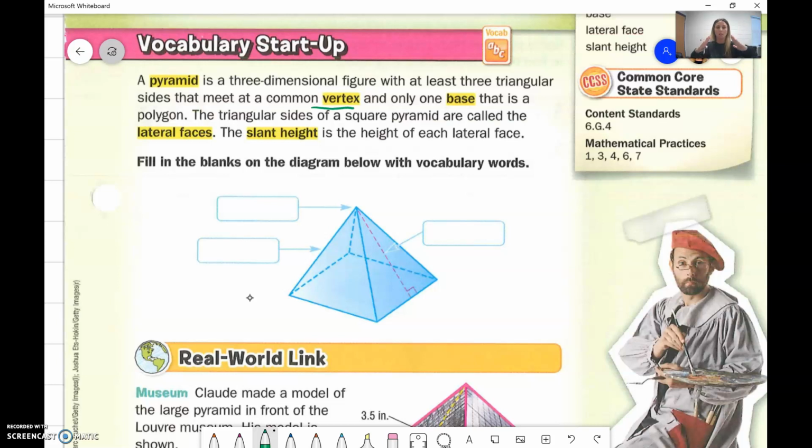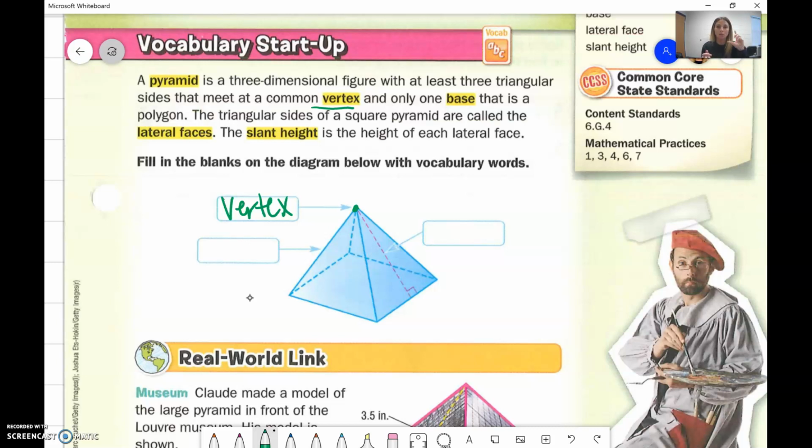vertex. So you have the triangle sides, at least three, that are going to meet up at the top. So right here, this is showing that that is the vertex because this triangle, this triangle, this triangle, and this triangle meet up at the top to make a vertex. And only one base that is a polygon. So notice the base of this one is a square or a rectangle.